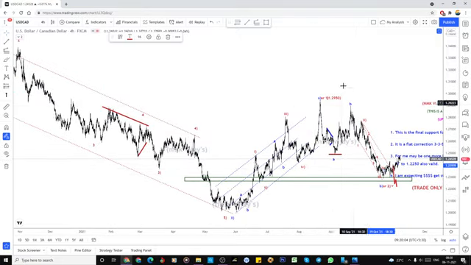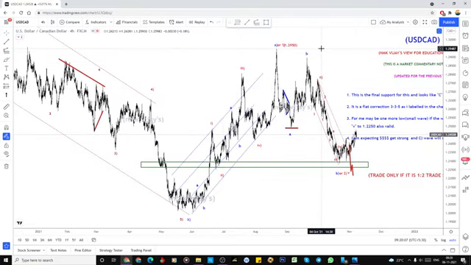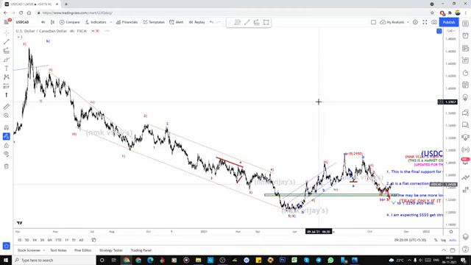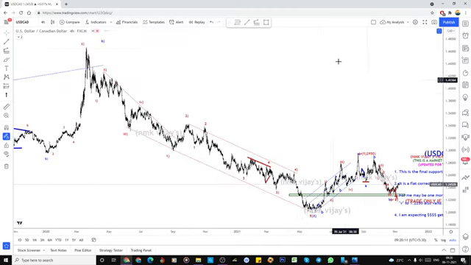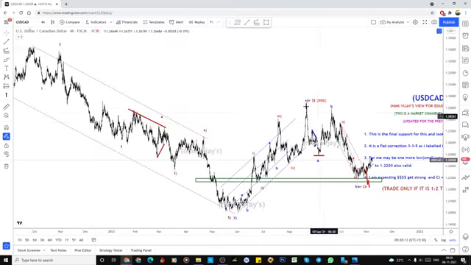But what is my positional view? It has to break this, and 1.34 and 1.38 is my target. It can go above this high also, but first of all we need to correlate with the stocks and the crude for this USD CAD.